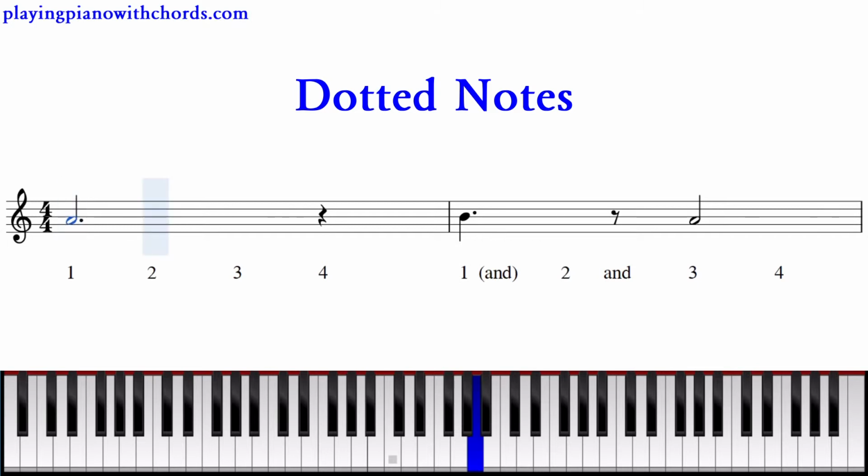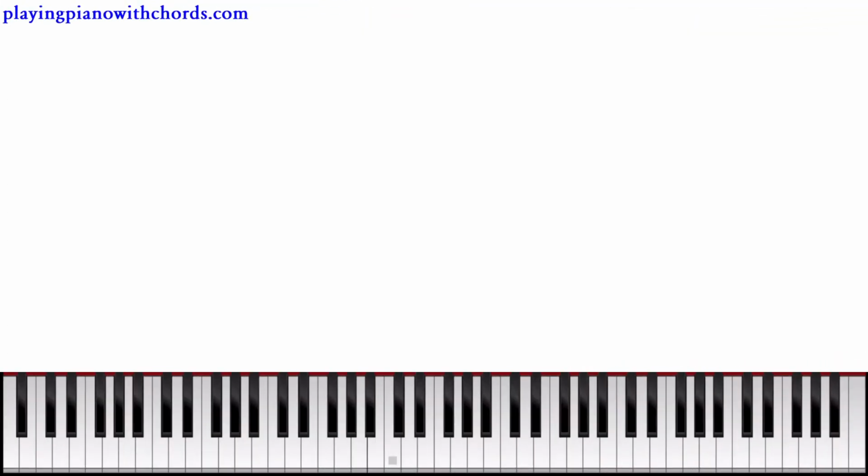1, 2, 3, rest, 1, 2, rest, 3, 4. So you count the rest on the 2 end in the second bar. Okay, you're almost done. There's only a few things left.